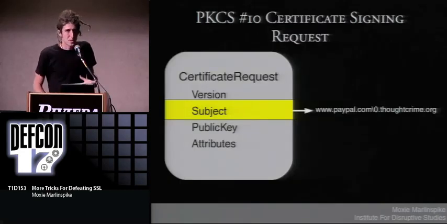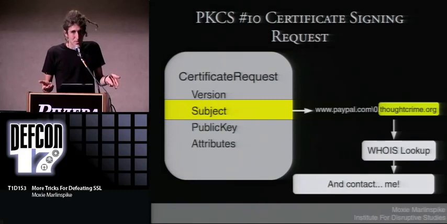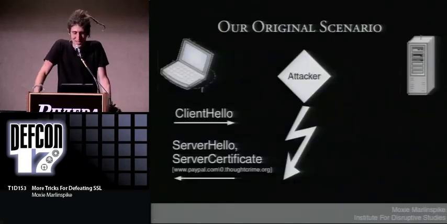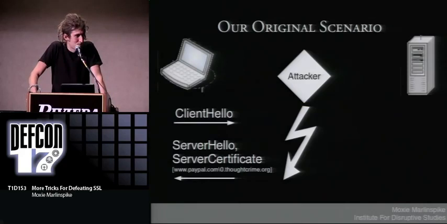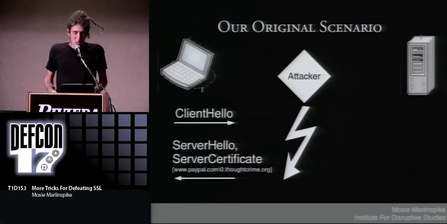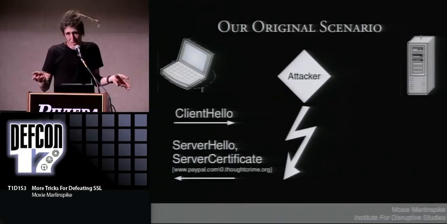So if I submit my certificate signing request for www.paypal.com null character.thoughtcrime.org, they will dutifully look up thoughtcrime.org in the whois database, pull out my contact information, and contact me. So then, okay, now we're doing our man-in-the-middle attack. We intercept the client hello. We send back server hello. Yes, I am the server, whatever. And my certificate is www.paypal.com null character.thoughtcrime.org.